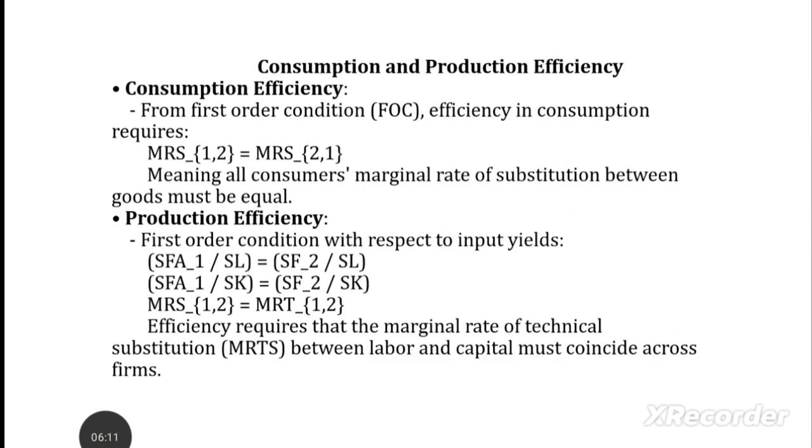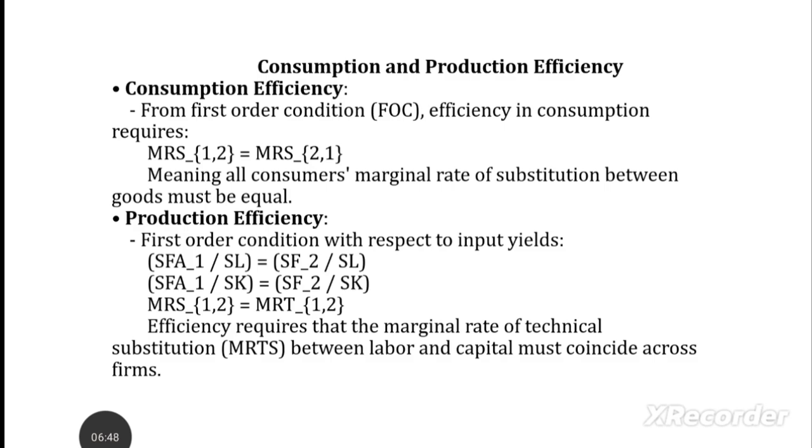In consumption and production efficiency, consumption efficiency means all consumers must face the same trade-off between the goods, expressed as MRS 1,2 of consumer i equals MRS 1,2 of consumer j. MRS represents the rate at which a consumer is willing to trade good 1 for good 2 to maintain utility. If consumers have different MRS, trade can improve welfare.